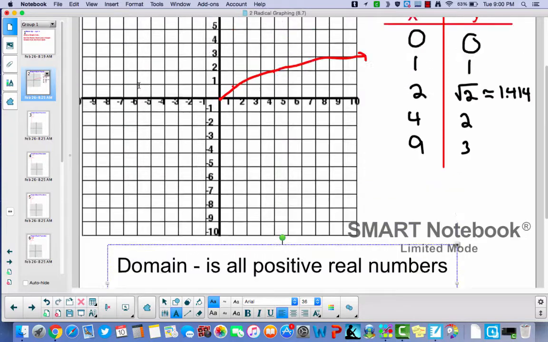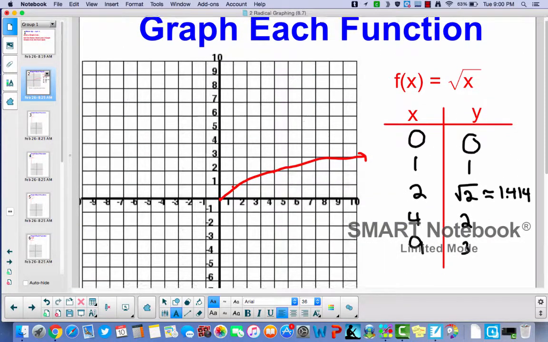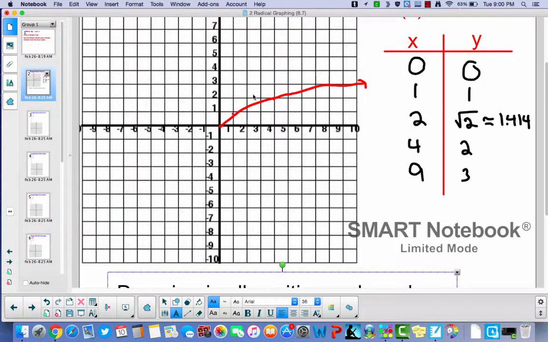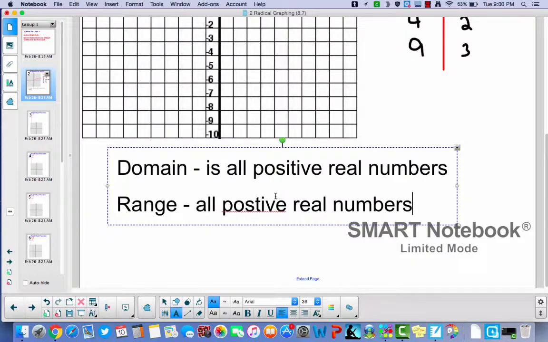Okay. How about our range? When we take the square root, do we ever get any negative numbers? No. We're only talking about this top arc. So our range is also all positive real numbers. Okay? Now we need to keep that in mind when we talk about some other ones.